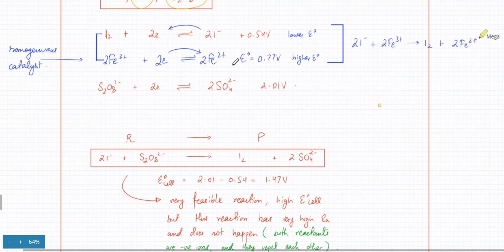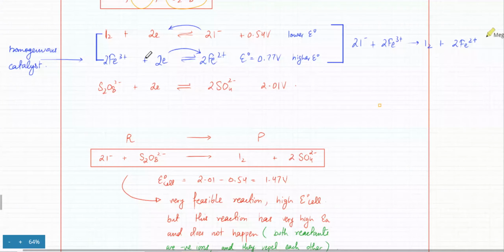So I figured out this reaction: you added this iron catalyst, and the iodine equation came and started reacting with the iron catalyst. Is this clear, Sarah? Aisha, is this clear? Yes, sir.